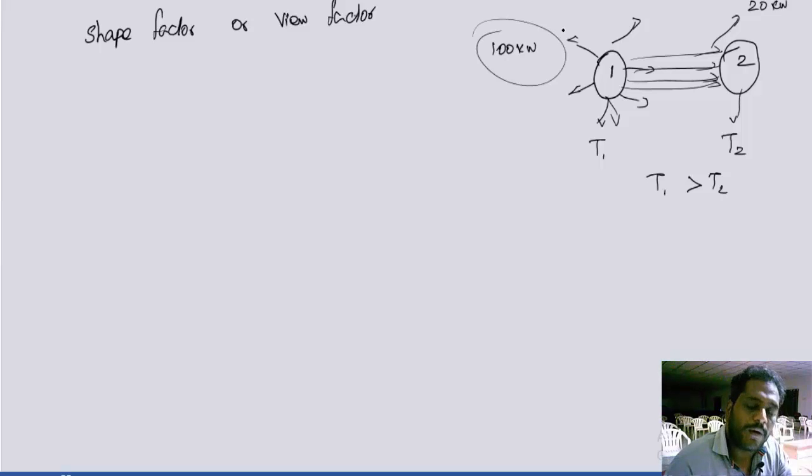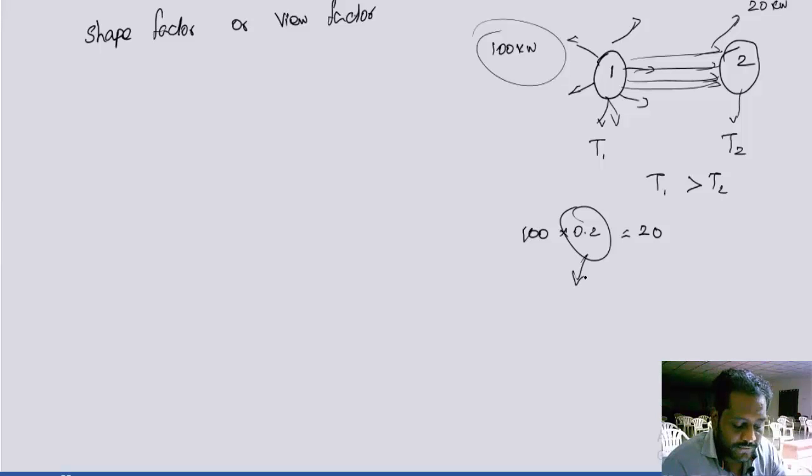So 100 kilowatt energy is emitted by object number 1, and only 20 kilowatt energy is absorbed by object number 2 because of the shape factor, because of its dimension or its shape, right? So this value is known as shape factor. Now 100 into 0.2 gives 20. This 0.2 is the shape factor F.